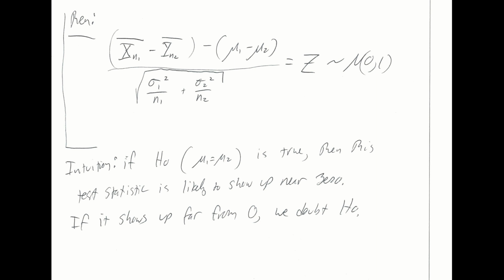So if it is true that these two populations have the same population mean, this mu1 versus mu2 expression here is going to be 0. We're going to be able to calculate the difference in the sample means. We're going to be able to divide by this expression. That's going to give us a number. If that number shows up near 0, then the null hypothesis is believable. If that number shows up far away from 0, then we reject the null hypothesis in favor of the alternative hypothesis. That's the overview of how this is going to work.